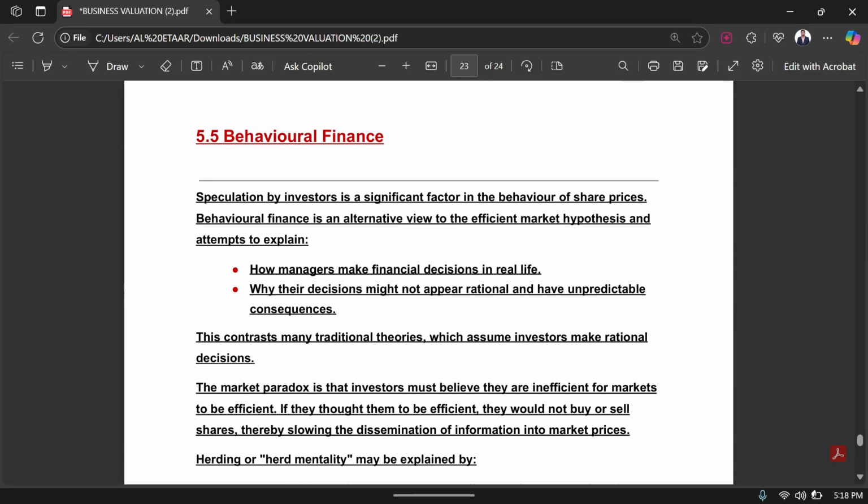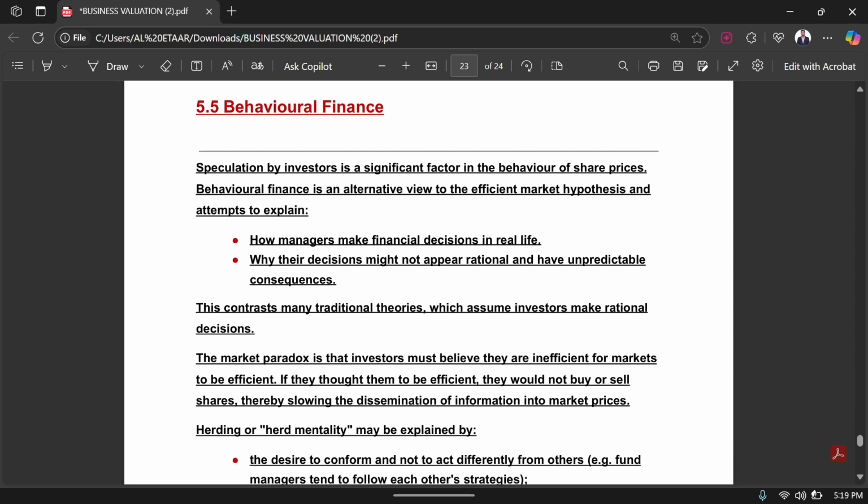Okay, now we have behavioral finance that we need to discuss. So it says speculation by investors is a significant factor in the behavior of share prices. Behavioral finance is an alternative view to the efficient market hypothesis and attempts to explain how managers make financial decisions in real life, why their decisions might not appear rational and have unpredictable consequences, right? Yes, this contrasts many traditional theories which assume investors make rational decisions.